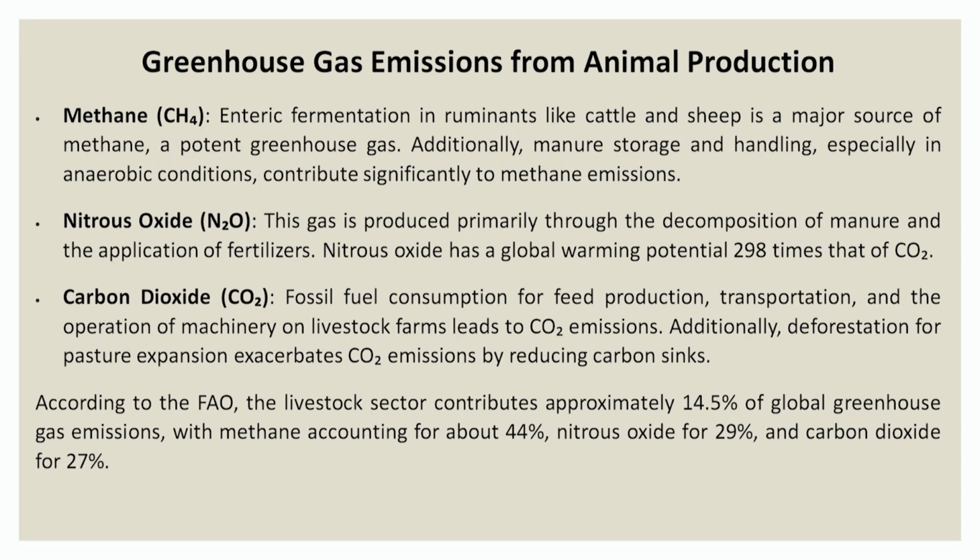Greenhouse gas emissions from animal production. We have already discussed in the whole lecture series the methane gas production, the nitrous oxide gas production, the carbon dioxide, and how they are leading to global warming, and how we can minimize the methane production from the animals. So enteric fermentation in ruminants like cattle and sheep is the major source of methane, which is a potent greenhouse gas, and which can be easily handled and converted under various anaerobic conditions.